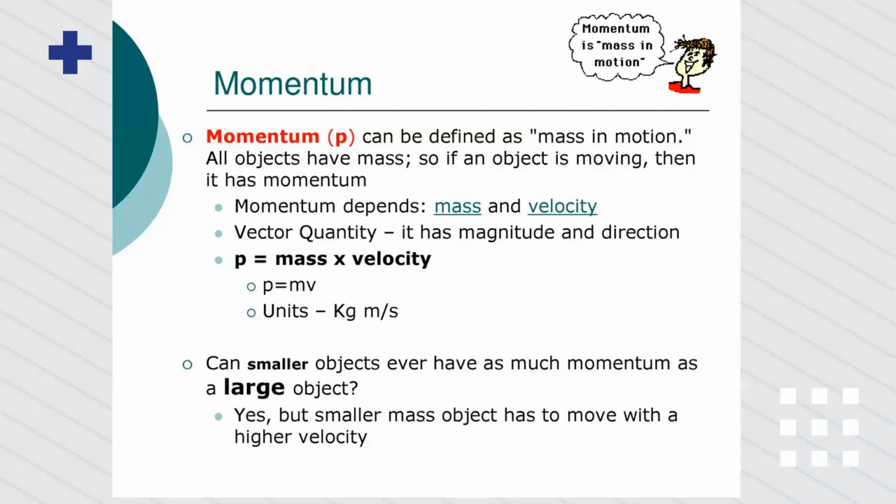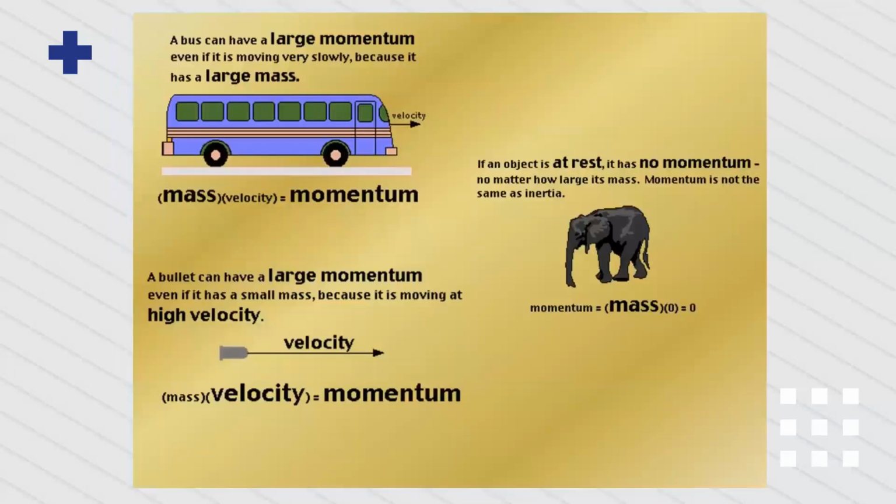So if you have both a small object and a large object, they can have the same momentum only when the smaller object has a higher velocity. Let us look at the following examples.